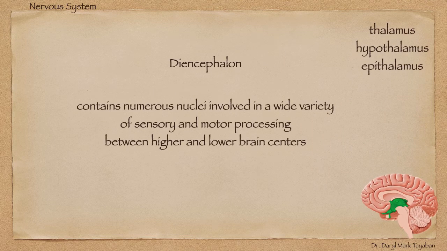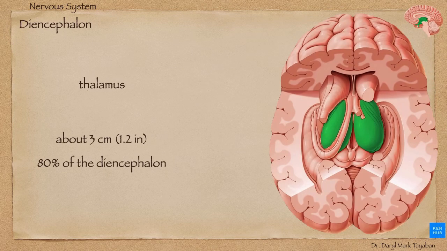The diencephalon contains numerous nuclei involved in a wide variety of sensory and motor processing between higher and lower brain centers. So let's talk about the thalamus. The thalamus, which measures about 3 centimeters or 1.2 inches in length and makes up to 80% of the diencephalon, consists of paired oval masses of gray matter organized into nuclei with interspersed tracts of white matter. Actually, it's a definition from our textbook. The one with the highlight is the thalamus. I won't be so particular with the different parts of the thalamus, but you can read that for future use.